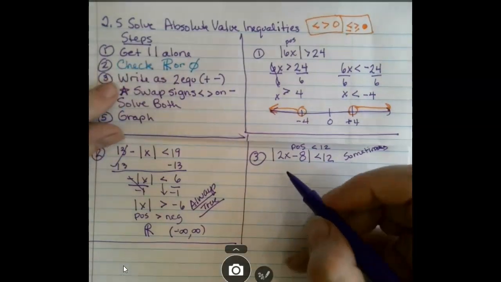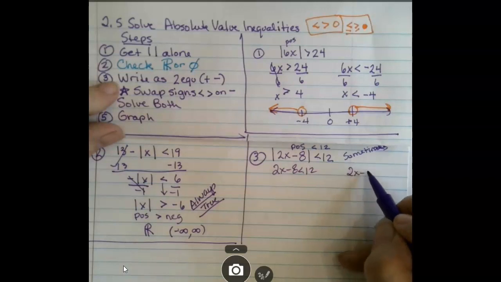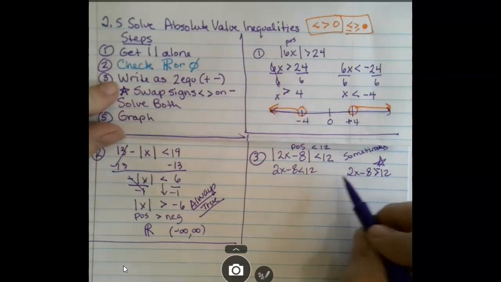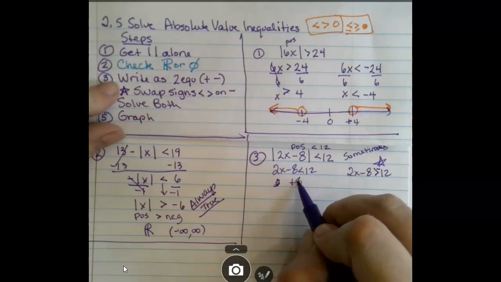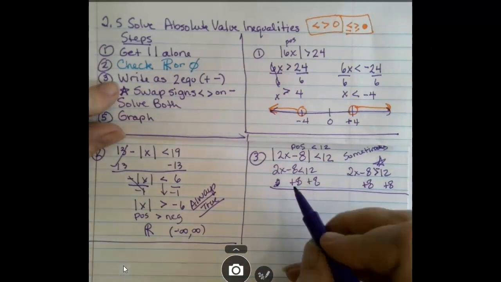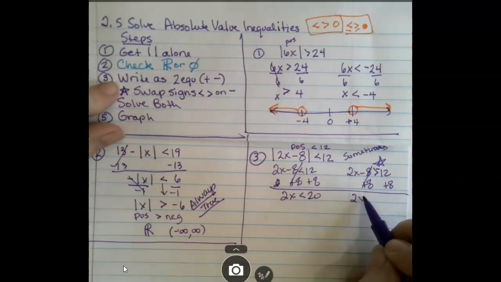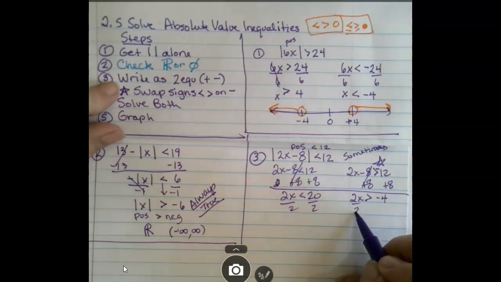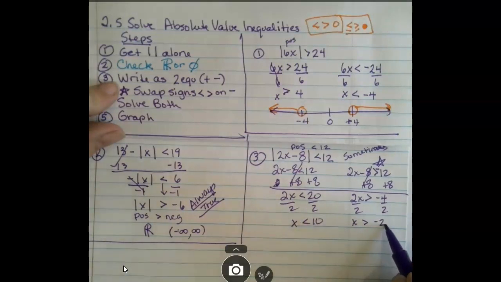So here we go. Next step, write it as 2 equations. 2x minus 8 is less than 12. 2x minus 8 is greater than negative 12. Remember to flip your sign when you switch the sign here. So I'm going to add 8, add 8, add 8, add 8. Cancel, cancel. 2x less than 20. 2x greater than negative 4. Divide by 2. x is less than 10. x is greater than negative 2.